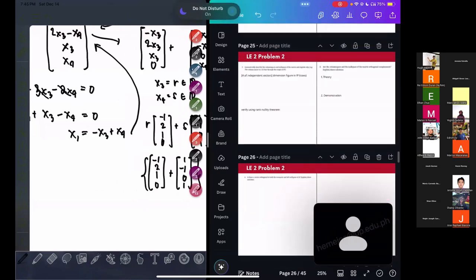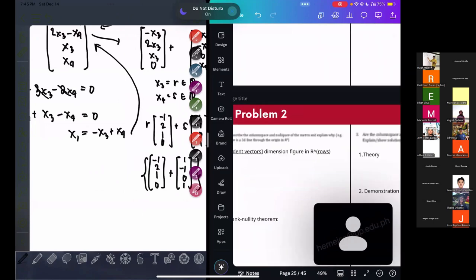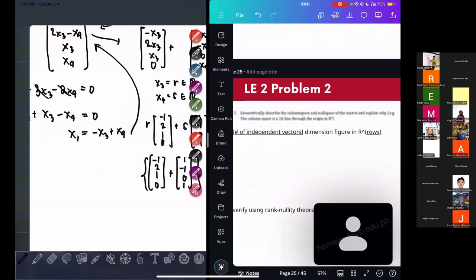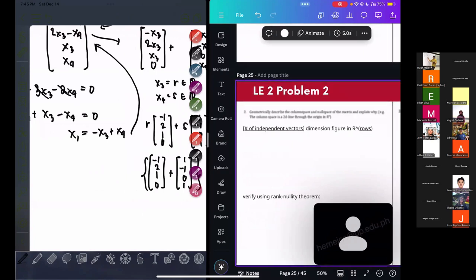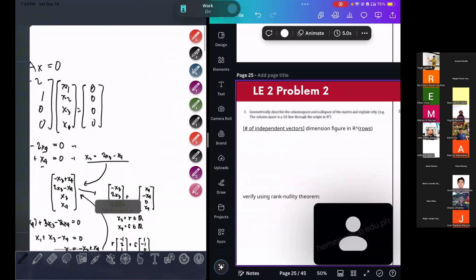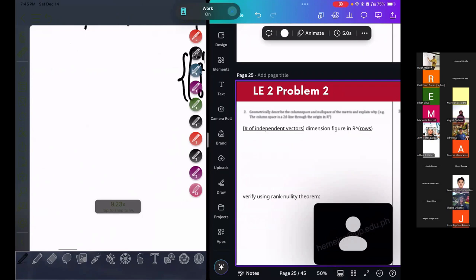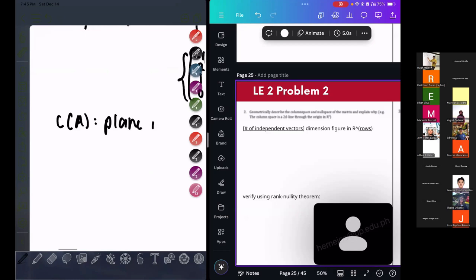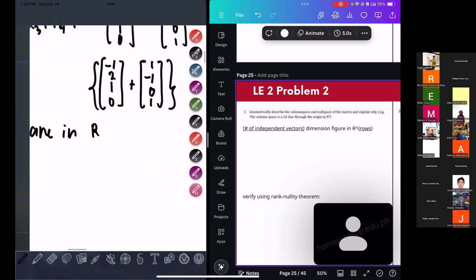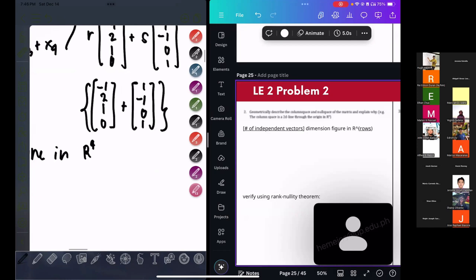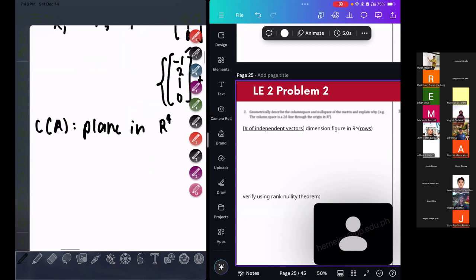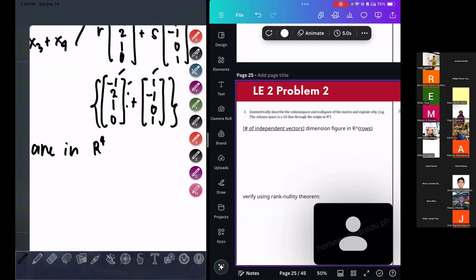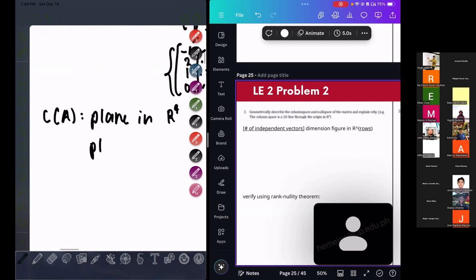So now, the next thing na pinapatanong sa atin is pinapa-describe yung column space and null space of the matrix. It's not clear here, pero it's basically asking us to describe it. So we described the first one na kanina, which is that the column space is a plane in R4. And we got that by checking the amount of vectors and the amount of rows sa vector. So same thing here. So this is a 2D, so it's a plane in R4.